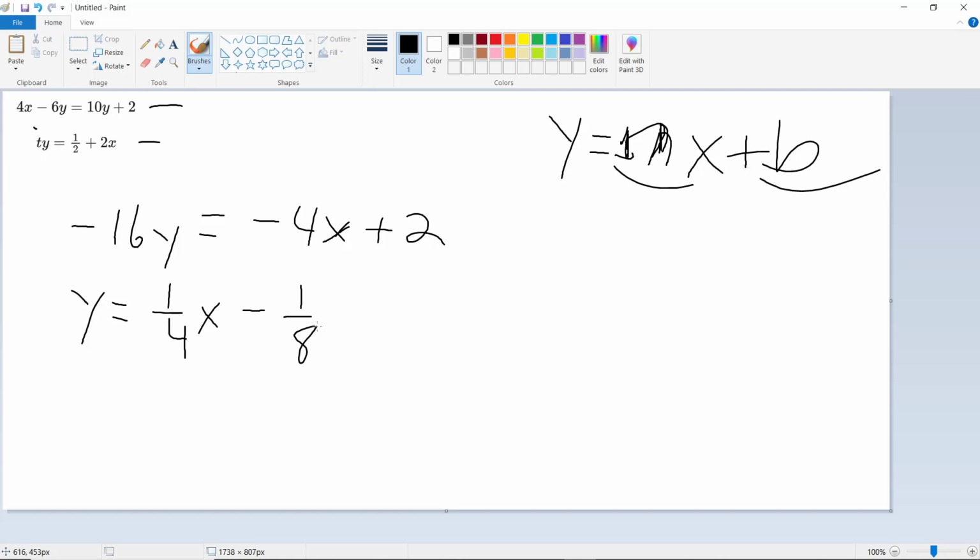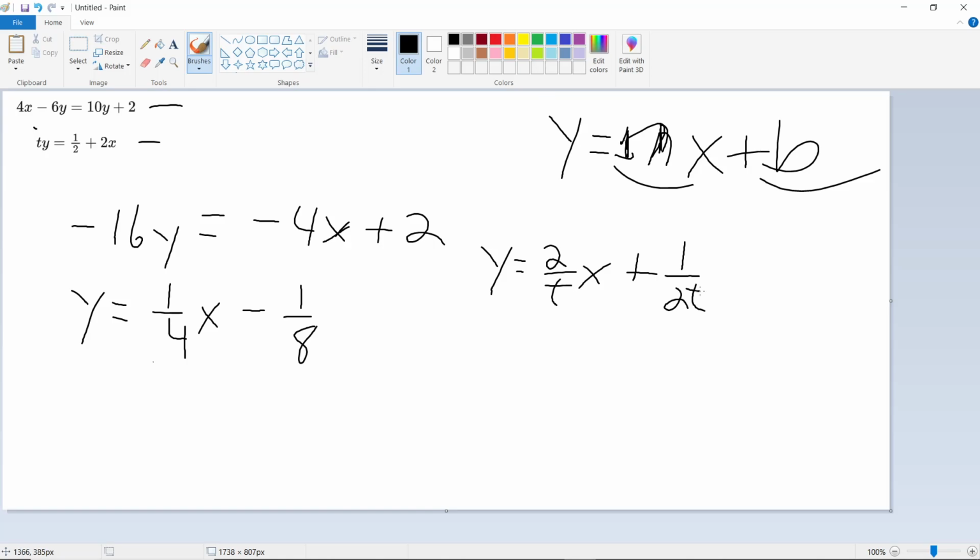The second equation, I will divide both sides by t. And that will be y equals, I'm going to put the x first. 2x over t is 2 over t times x. I just want it to look like mx plus b. And then 1/2 divided by t is 1 over 2t.